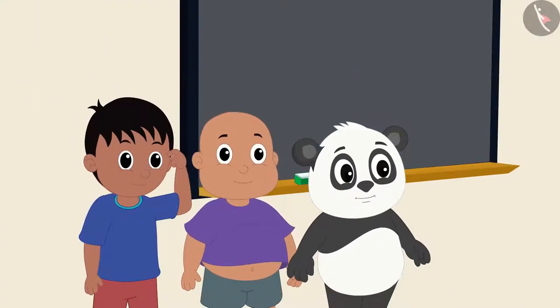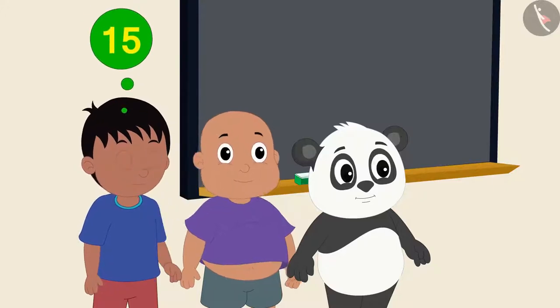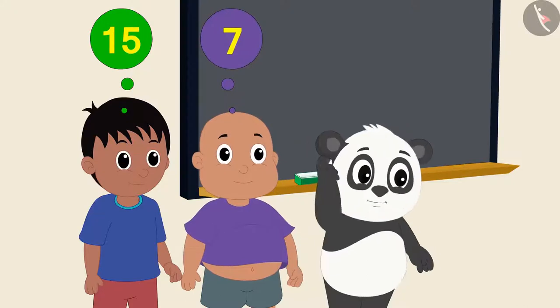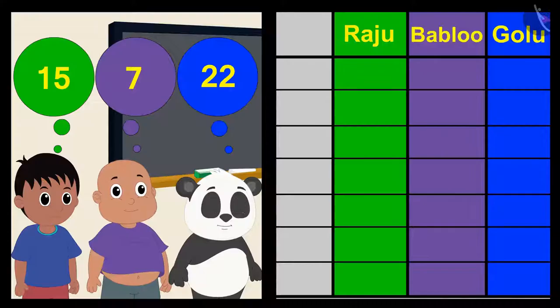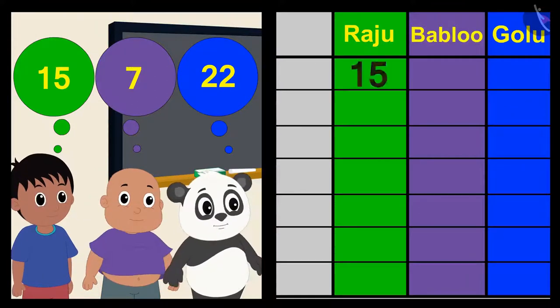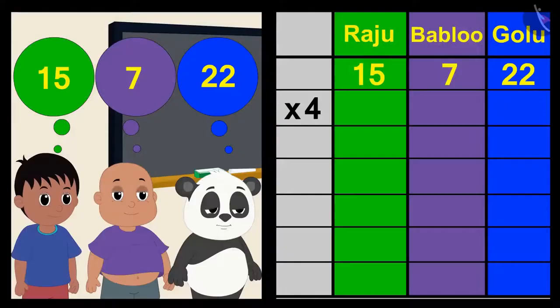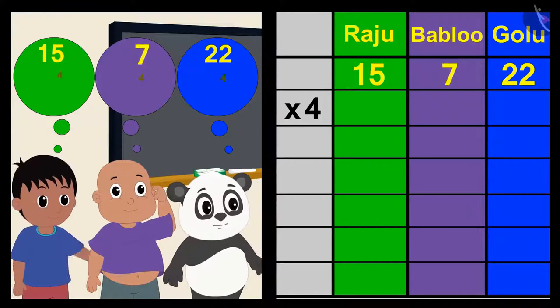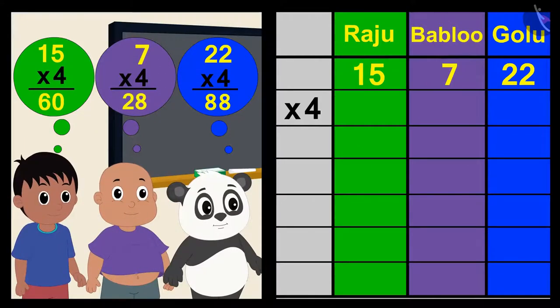As soon as Sher Khan said that, Raju thought of this number, Bablu thought of this number and Golu thought of this number. "Now, multiply your number by 4," Sher Khan told the three children. The three children quickly multiplied their numbers by 4 in this way.